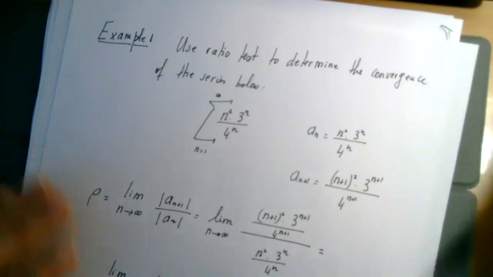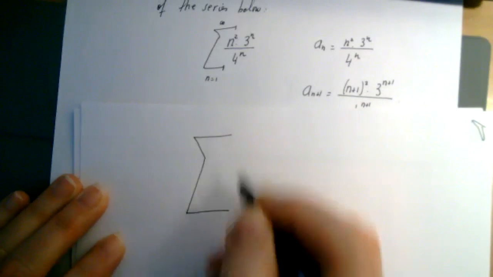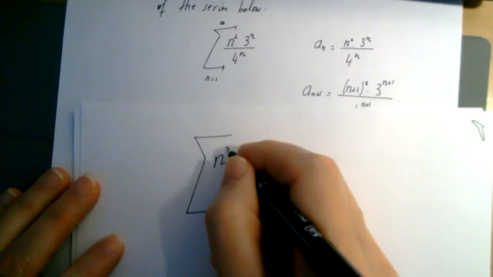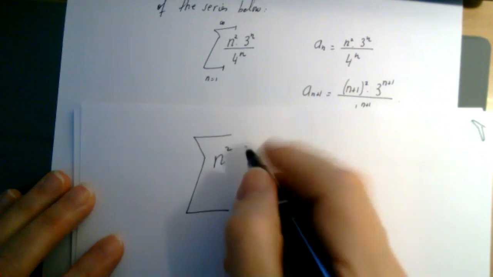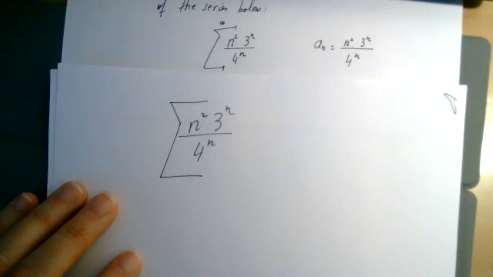Anybody? Okay, so I'll write bigger since you don't answer me. So I'm going to take, that's my series, n squared 3 to the n over 4 to the n. And I'm going to use the ratio test.